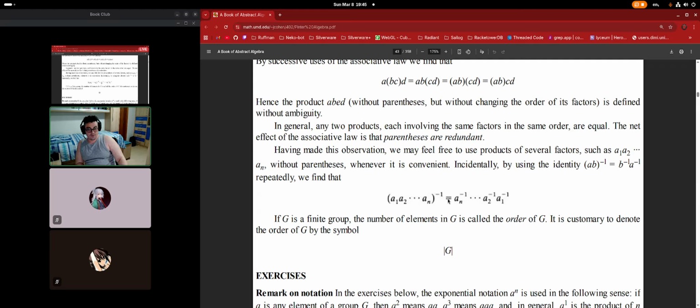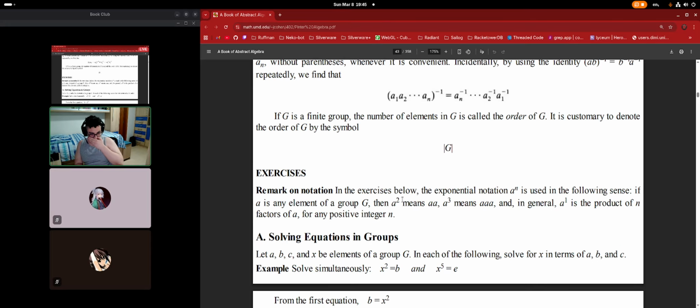So incidentally, by using this identity repeatedly, we find that you can put the inverses of each element in a sequence of products. And then there is a concept of order, which is essentially the number of elements in G. In that set, G being the set, you use the pipes or the bars, I guess. This is not programming. Cool.